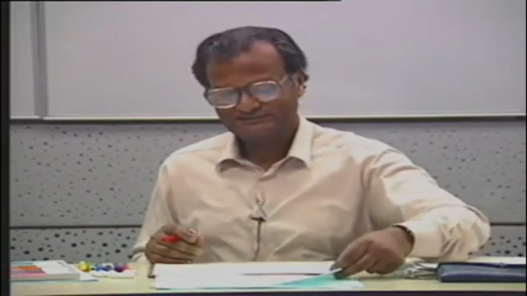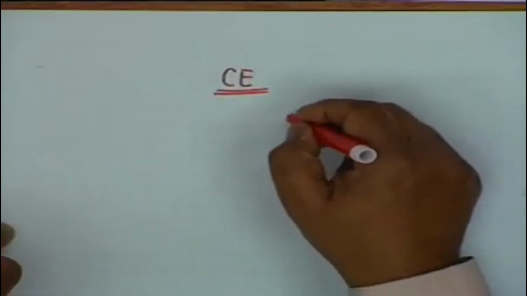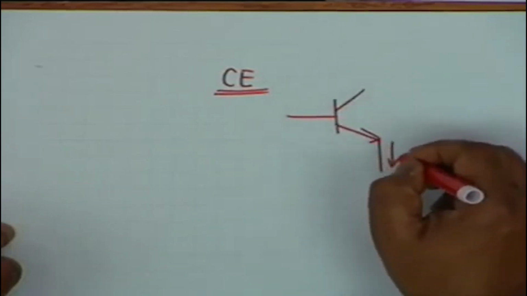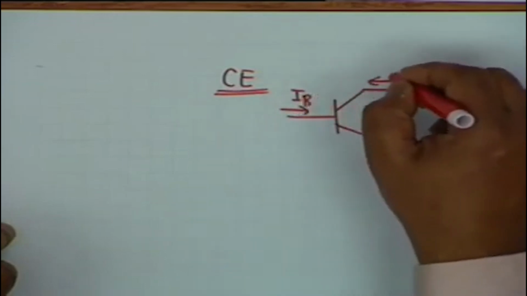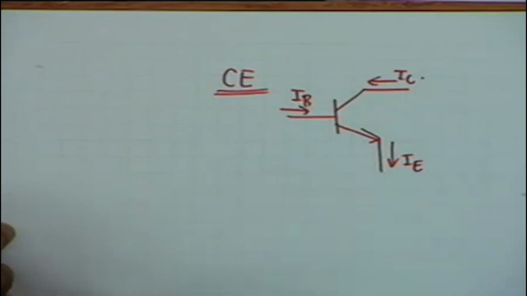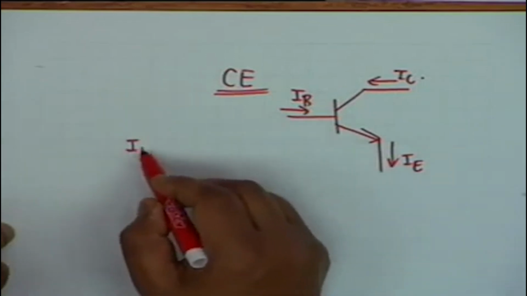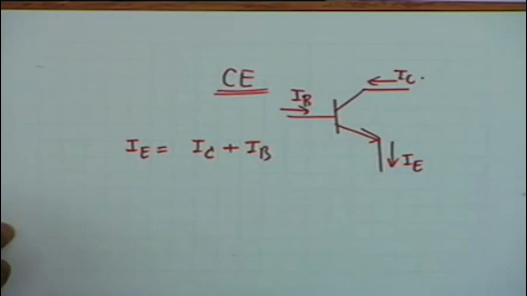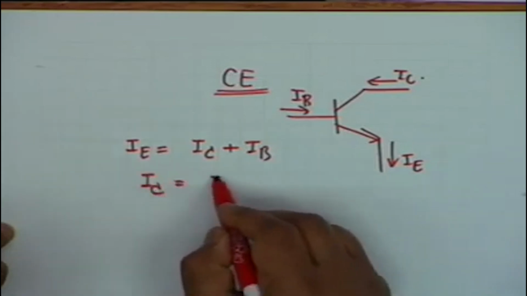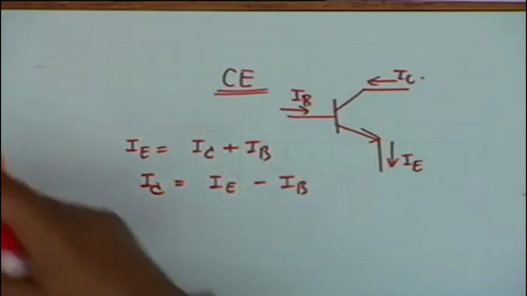Any other question? Let us look at the common emitter characteristic now. In common emitter, this is I sub E, this is I sub B, and this is I sub C. The input current is now I_B, not I_E. But of course, this relation is valid, that is I_E equal to I sub C plus I sub B, which means that I sub C is equal to I sub E minus I sub B. Is it okay?